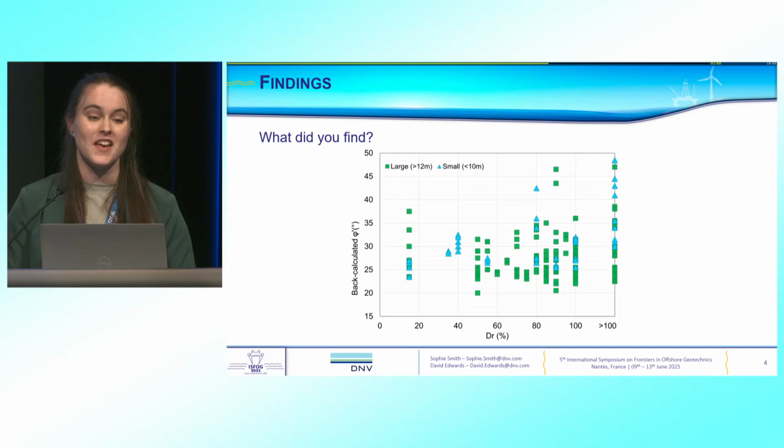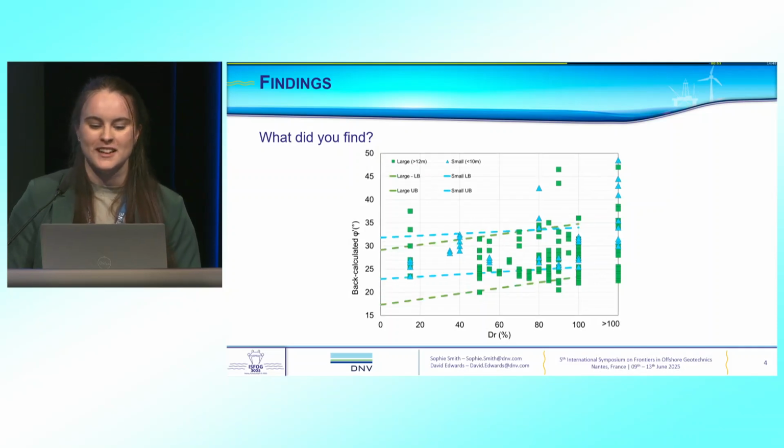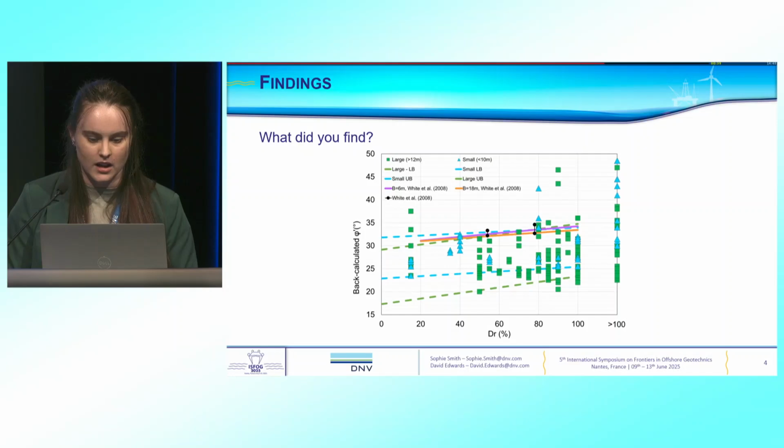So what did you find? What did we find? This. The green shows large spud cans and the blue small spud cans. As you can see, there's quite a lot of scatter. But generally, you can see there's a weak positive correlation between the operative friction angle and relative density. And we've plotted the 80% confidence intervals just to show this. We also compared White's framework to our results. And whilst his seemed to match quite well with our upper bound trend lines, our data overall is more varied and across a wider range.